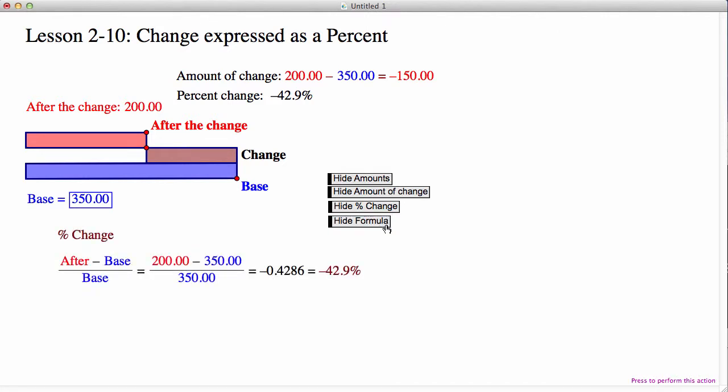The formula that we use looks like this. You take the amount after the change, subtract the amount before the change, and then you divide by the amount before the change. In this case, we computed 200 minus 350. We divided by 350, and we got negative 0.4286, or negative 42.9%.